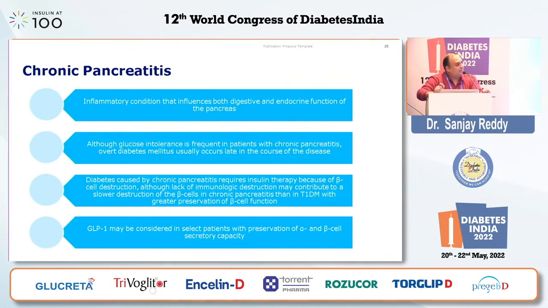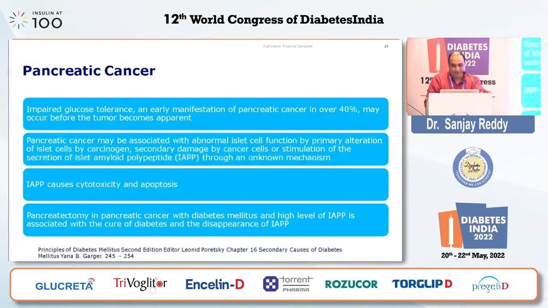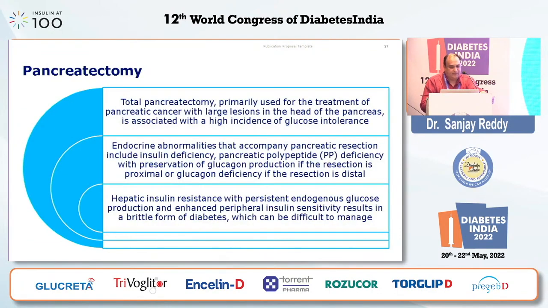Remember something: appetite in chronic pancreatitis is there, but the patient is afraid to eat because of the pain which develops. Now, pancreatic cancer also is associated with abnormal islet cell function, by primary alteration of islet cells by carcinogen, secondary damage by cancer cells, or stimulation of islet amyloid polypeptide. That causes cytotoxicity and apoptosis. And post-pancreatectomy is another thing.